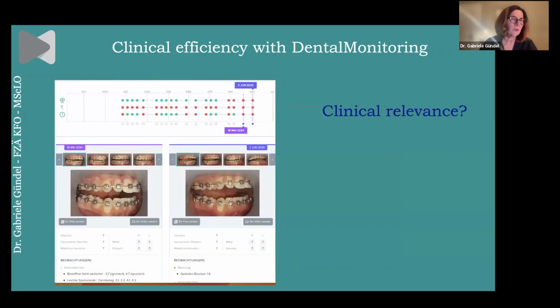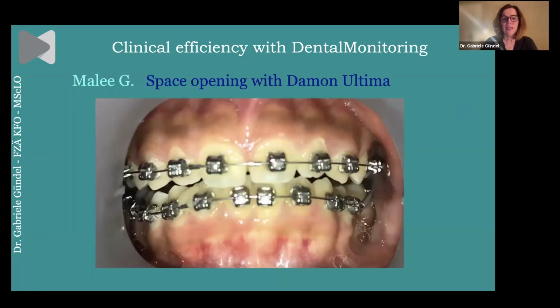How nice to know that this bracket here, look at this, is lost. It's from the 19th May to the 2nd of June, loss of this bracket. We need this bracket. We need the expansion, the rotation of the upper molar. So yes, the patient has to come as soon as possible for this rebonding. We should not wait 6 weeks.